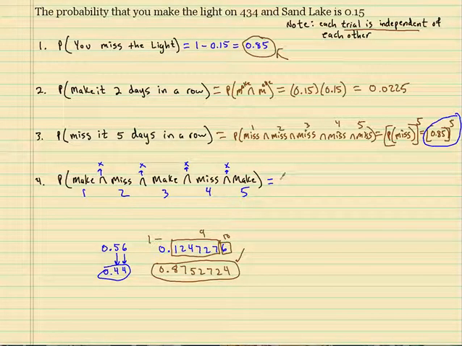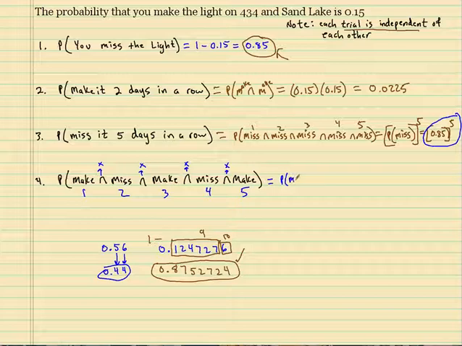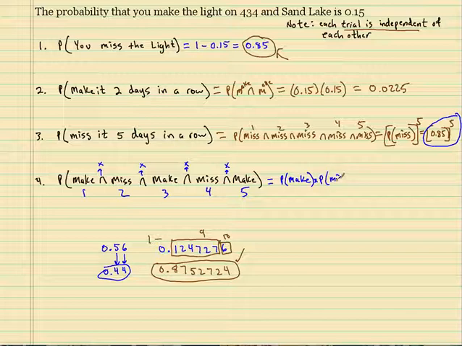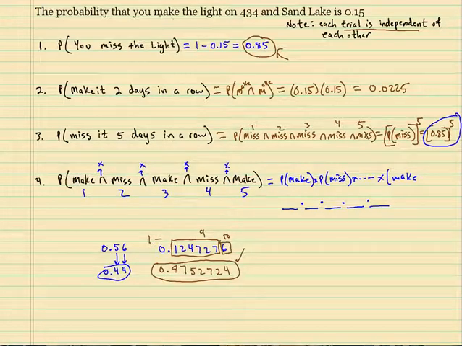Okay, so it'd be probability of a make times the probability of a miss. Okay, and you just keep going back and forth. So sometimes when I do long ones, I draw little lines for my outcomes. And if they're independent, I multiply. Okay, so the probability that I make the light, this is a miss it. The probability I make it is 15%. The probability I miss it is 0.85. And I'm just going to go back and forth here.